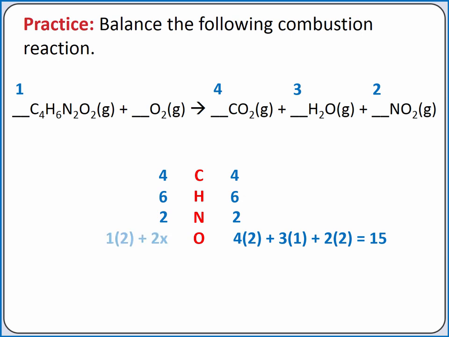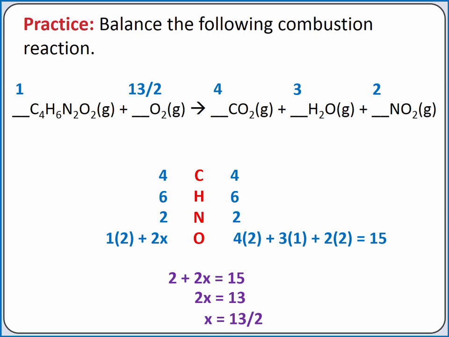On the left, we have 2 oxygen atoms in C4H6 and 2O2. And we want to calculate the coefficient for the oxygen molecule. We'll represent that coefficient as x. So on the left, we have 2 plus 2x oxygen atoms, because each oxygen molecule has 2 oxygen atoms. We can set these equal to each other and solve for x. Subtracting 2 from each side, we get 2x equals 13, and dividing both sides by 2, we get x equals 13 halves. X is our coefficient for the oxygen molecule.